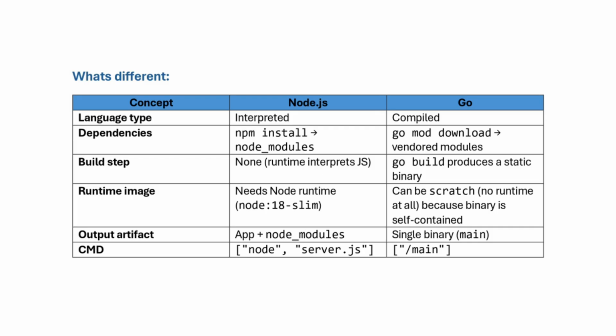Runtime image: in Node.js it needs the node runtime, that is node 18 slim. In Go it can be scratch or no runtime at all because the binary is self-contained. Output artifact: in Node.js it is the app plus node_modules. In Go it is a single binary, main. CMD: in Node.js, CMD is node server.js, whereas in Go it is /main.